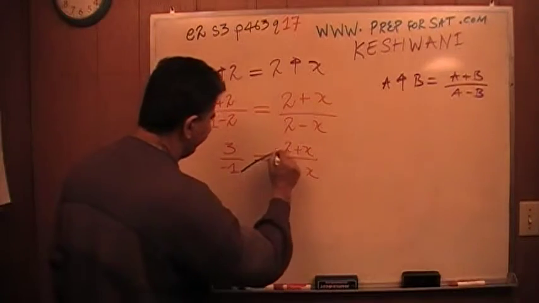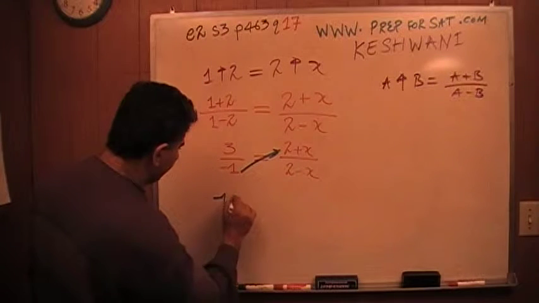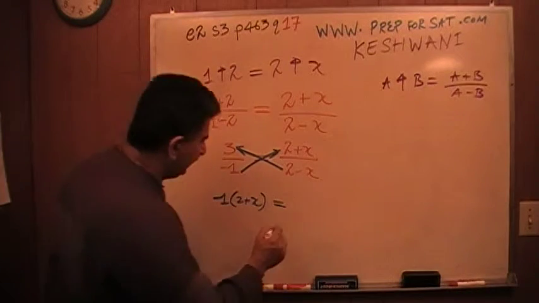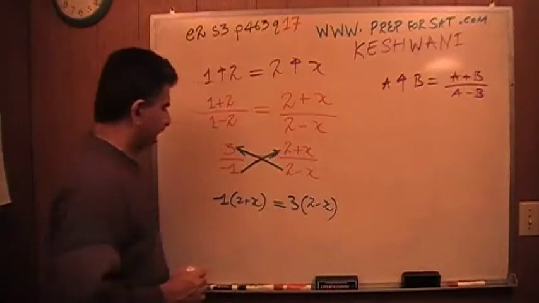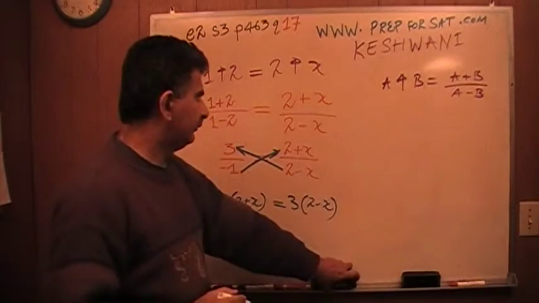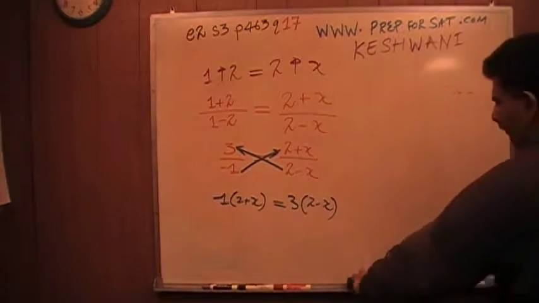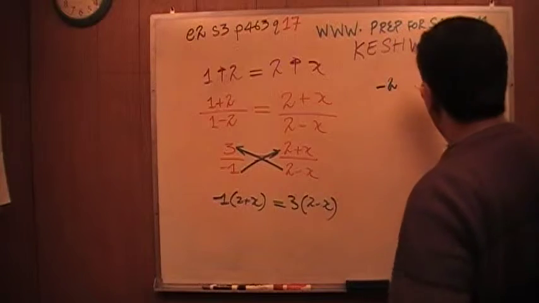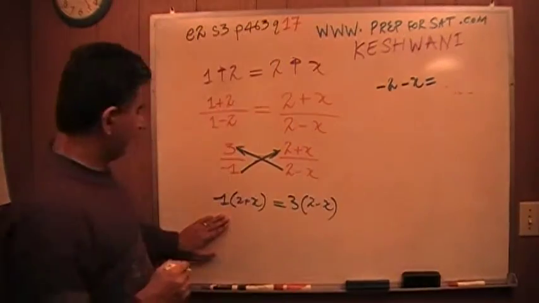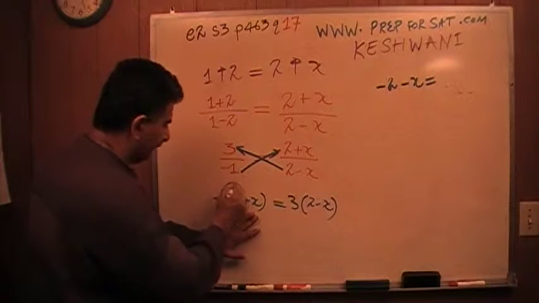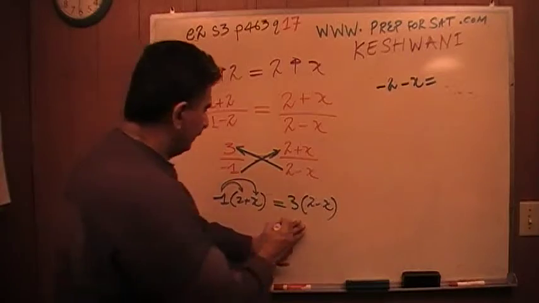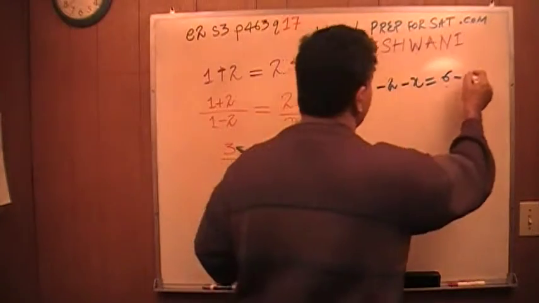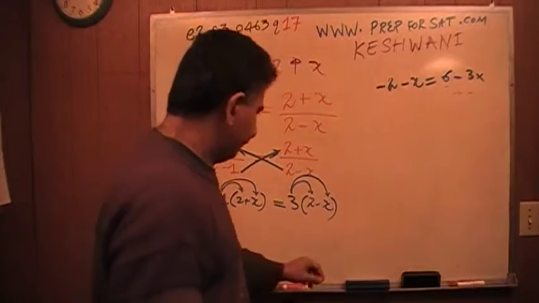So you cross multiply here. This times that, so that gives me -1 times 2 plus x, and then this times that, which gives me 3 times 2 minus x. Let's open the parenthesis on this side here. -1 times 2 plus x will give me -2 minus an x, and then 6 minus 3x. That's it. And then just solve for x.